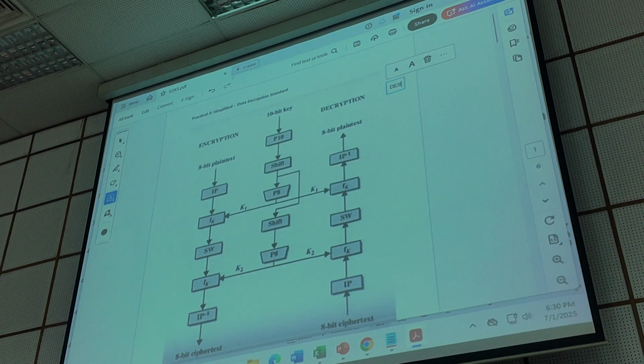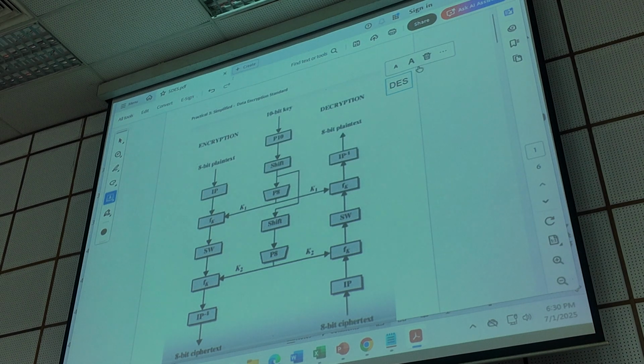Can you see the words? Cannot? Do you want me to make it larger? Can you see the words?